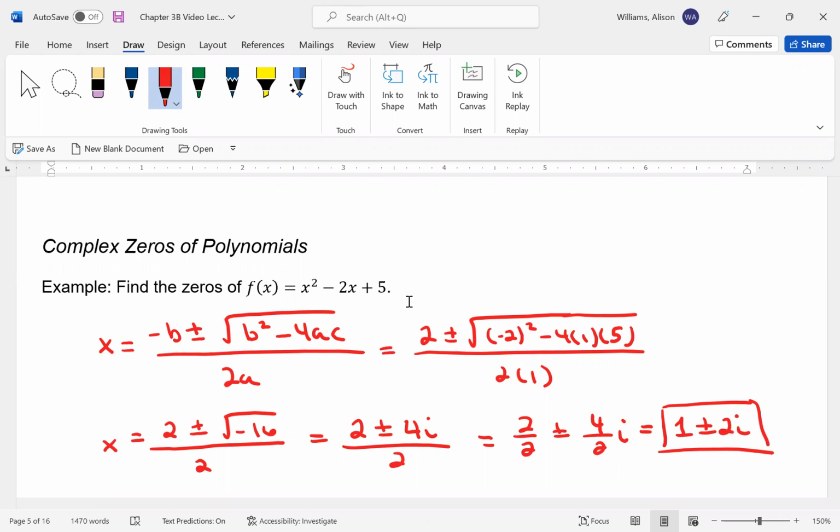If you were to graph this parabola, what you'd see is that it's going to end up hovering above the x-axis. I'm just going to pretend that it looks like this. It's going to end up hovering above the x-axis, and that's why it doesn't have zeros that are real numbers. It doesn't touch the x-axis, but it does have zeros. They just happen to be complex numbers.